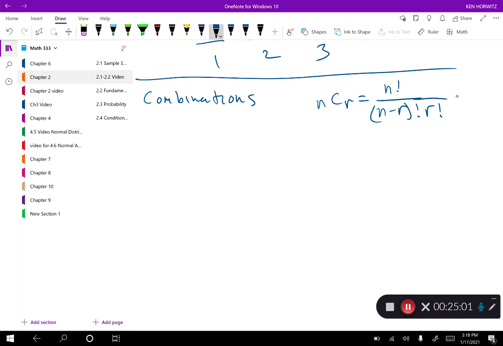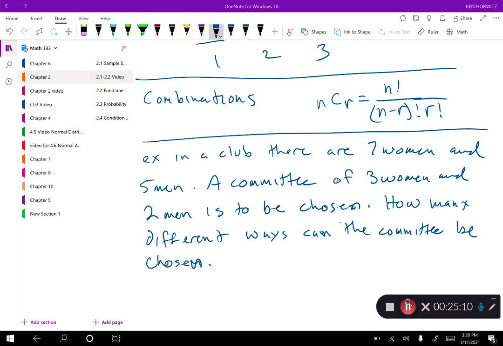Let's get right into an example. All right, here we go. In a club, there are 7 women and 5 men. A committee of 3 women and 2 men is to be chosen. How many different ways can the committee be chosen?